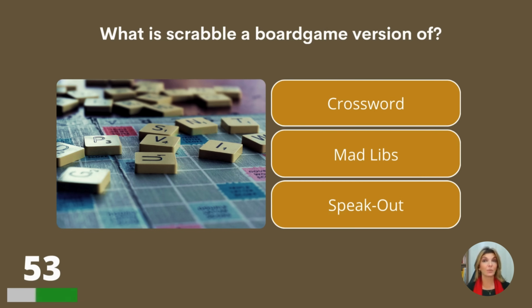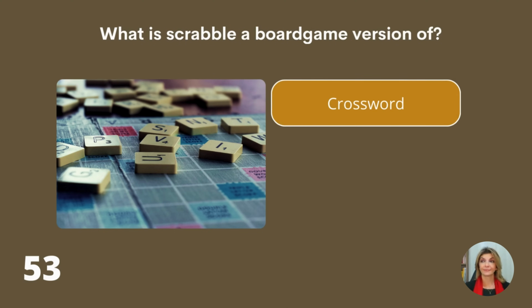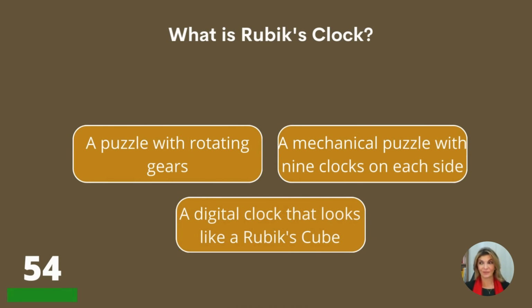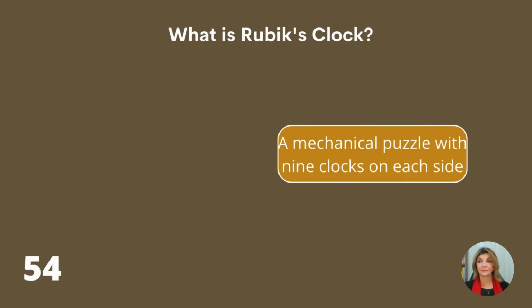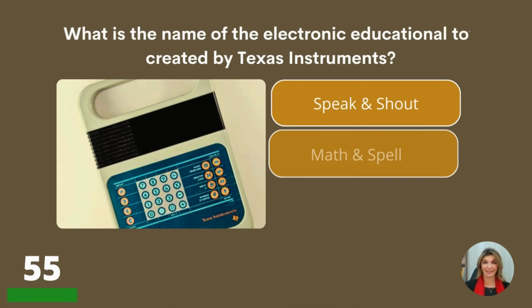What is Scrabble a board game version of? Crossword, Mad Libs, or Speak Out? Crossword. Is Rubik's Clock a puzzle with rotating gears, a mechanical puzzle with 9 clocks on each side, or a digital clock that looks like a Rubik's Cube? A mechanical puzzle with 9 clocks on each side.